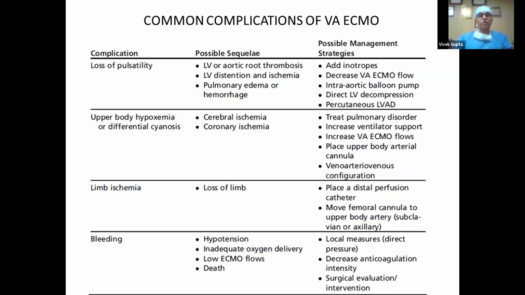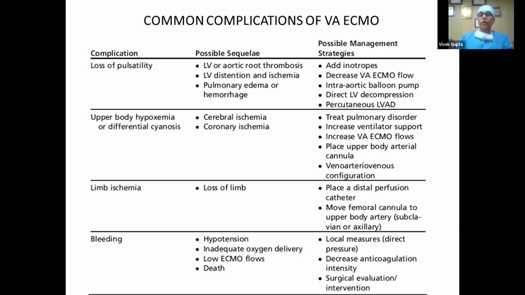Another complication we see is the loss of pulsatility. That means there is a risk of LV or aortic thrombus, and there will be LV distension, which will increase the myocardial oxygen requirement, and there is a risk of pulmonary edema and hemorrhage. So we have to support with inotropes, or decrease ECMO flow and put in an IABP. Upper body hypoxemia has already been discussed, a differential hypoxemia that can lead to cerebral ischemia.